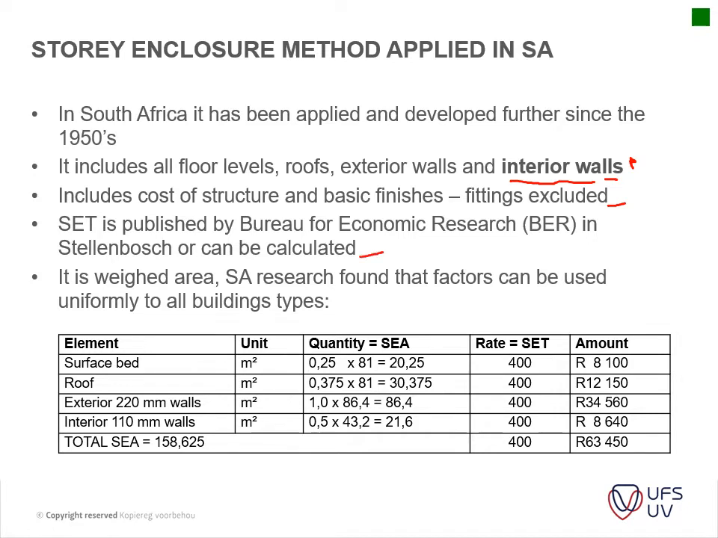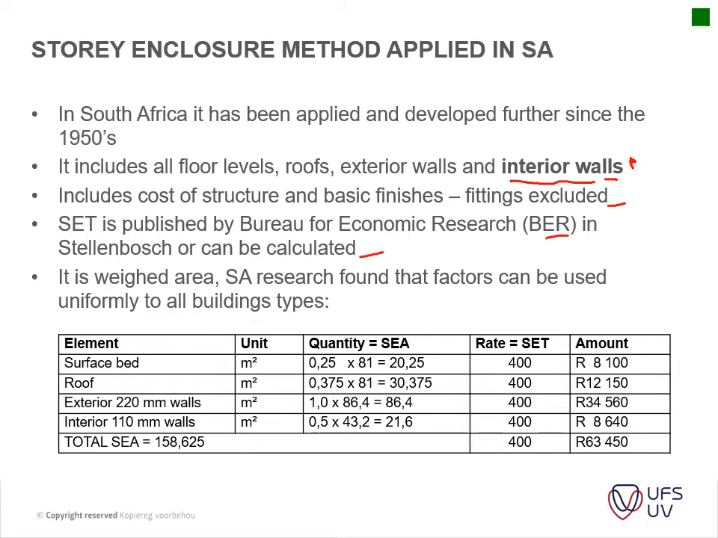So you can actually draw the information of standard multipliers and rates from the Bureau of Research. That is why this method was implemented and used in South Africa, because someone with very little historical data can actually use the information published by the BRE to calculate new building estimates. Okay, it is weighted by area. South African research found that factors can be used uniformly for all building types.